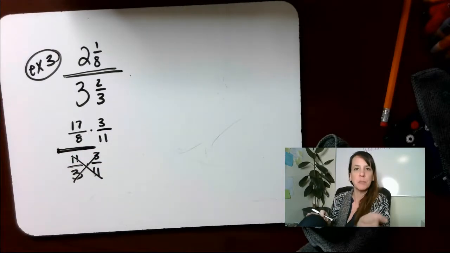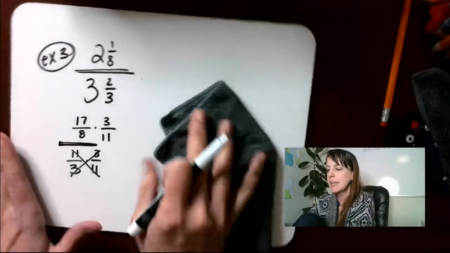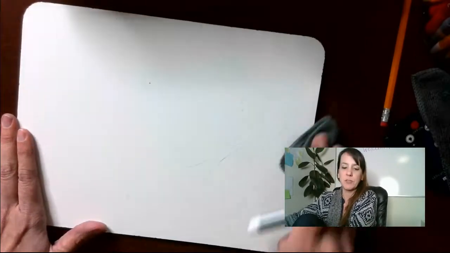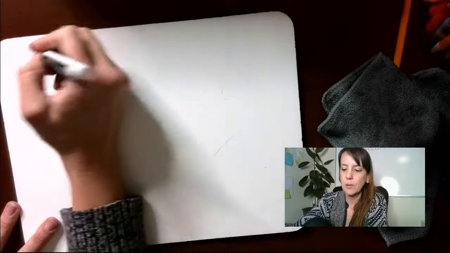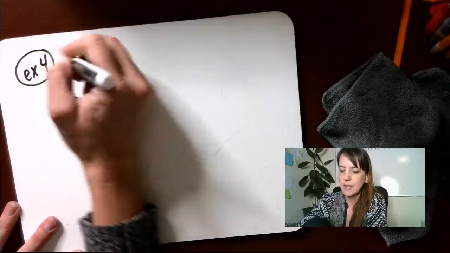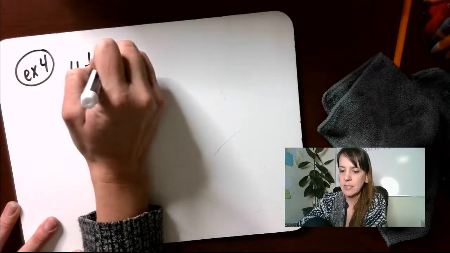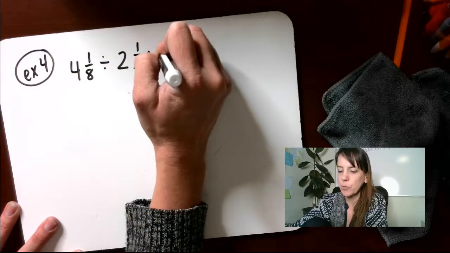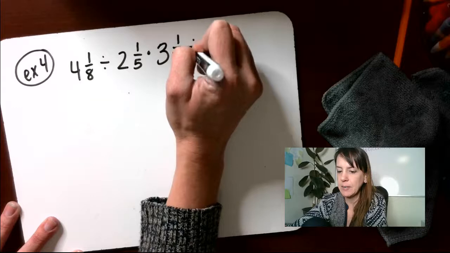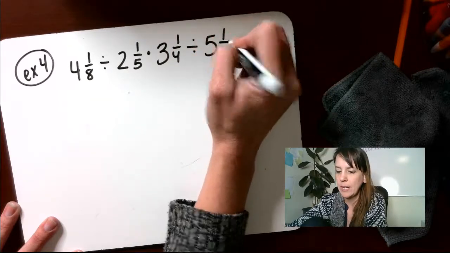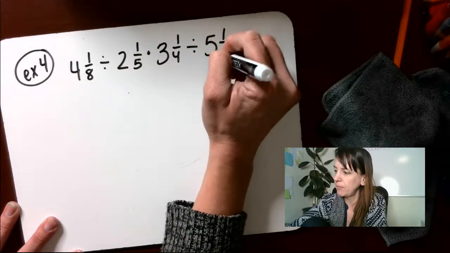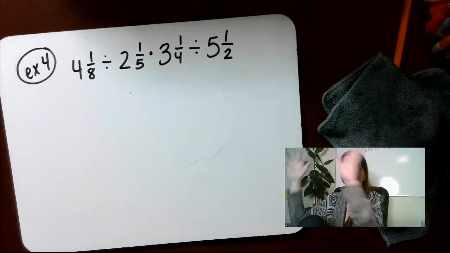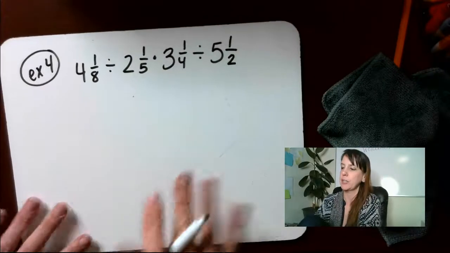So do you see how I've multiplied by the reciprocal on both ends? That's just a different way of doing that. Okay, so example 4 says 4 1/8 divided by 2 1/5 times 3 1/4 divided by 4 1/2. Okay, all of this has to be fixed into improper fractions.